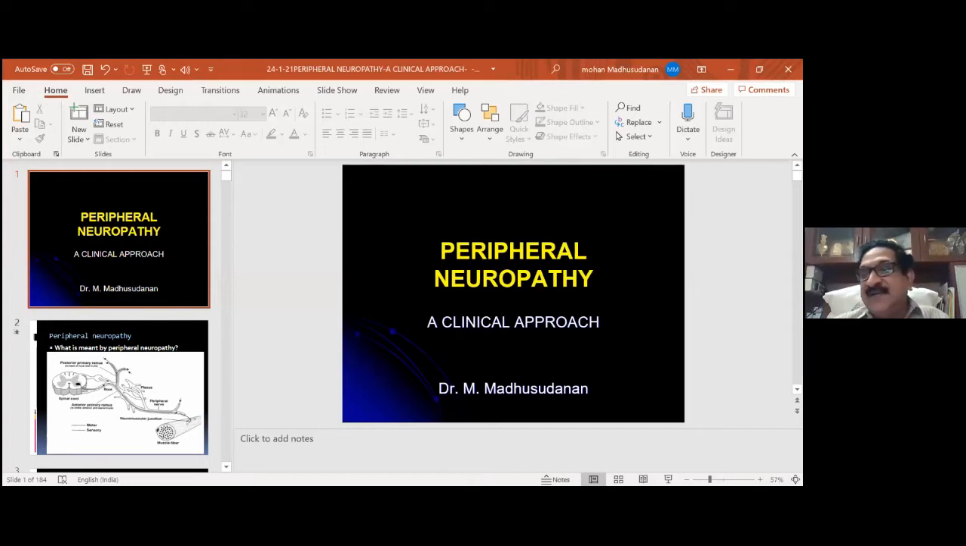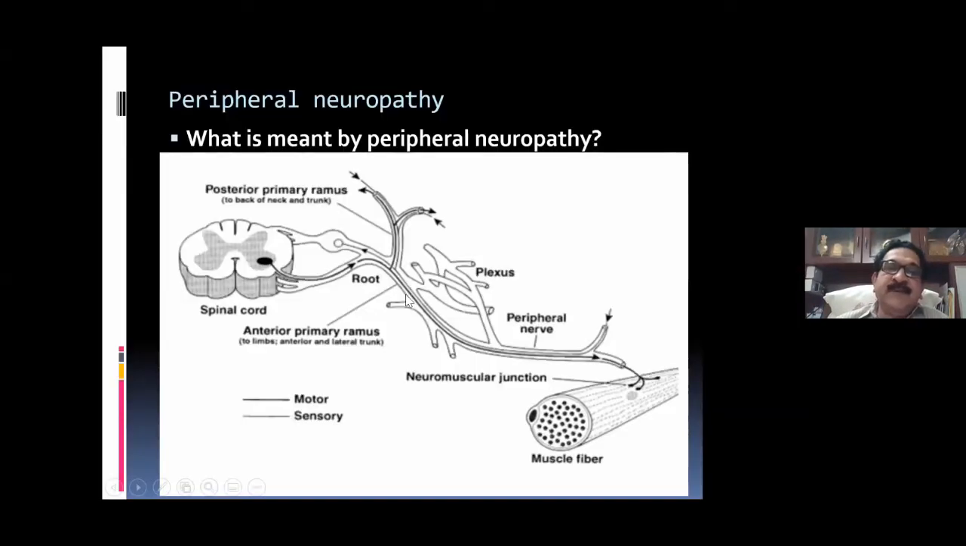After hearing such a fantastic talk by Dr. [name], I was taken to a different level of syllabus. They joined together, the common nerve divides into a dorsal primary rami and the ventral primary rami. The ventral primary rami forms a plexus and then forms a peripheral nerve which supplies the muscle.